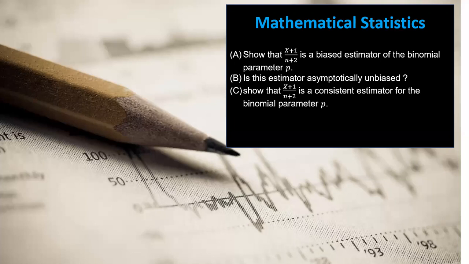Okay, so here is the problem we're going to deal with. Let's show that (X+1)/(n+2) is a biased estimator for the binomial parameter p. Is this estimator asymptotically unbiased? And then show this is a consistent estimator for the binomial parameter p here. All right, let's go ahead and start here.